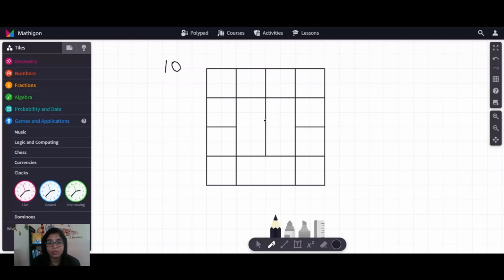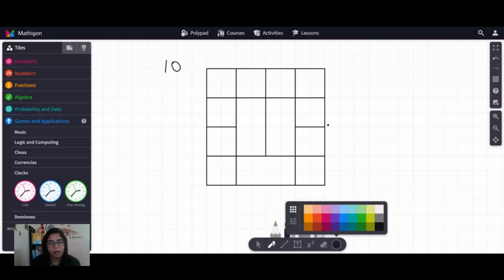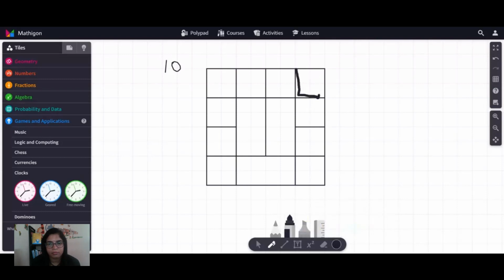Then they will have to think and figure out, are there any more squares? Are there any more squares? Now, of course, this shape, this size squares are 10 only. Now, what if we have bigger squares? You can ask them, what if they have bigger squares?